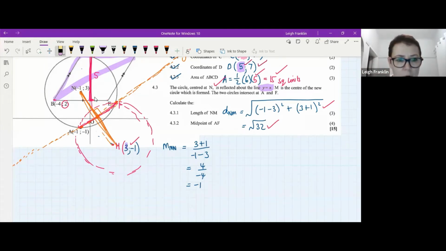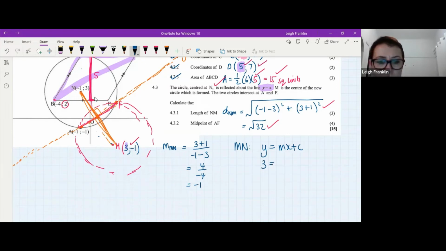I've realized I just worked out something that we actually didn't need. What we're going to do is this, okay? We've got the gradient of MN. We can work out the equation of MN, okay? So now working out the equation of MN, this is the line y equals mx plus c, right? We know that its gradient is negative 1. Let's sub in a point that lies on the line, like N, for example. So 3 equals, the gradient is negative 1 when the x coordinate is negative 1 plus c. So this gives us 1 plus c equals 3. So c is equal to 2. So therefore the equation of MN is the line y equals negative x plus 2.